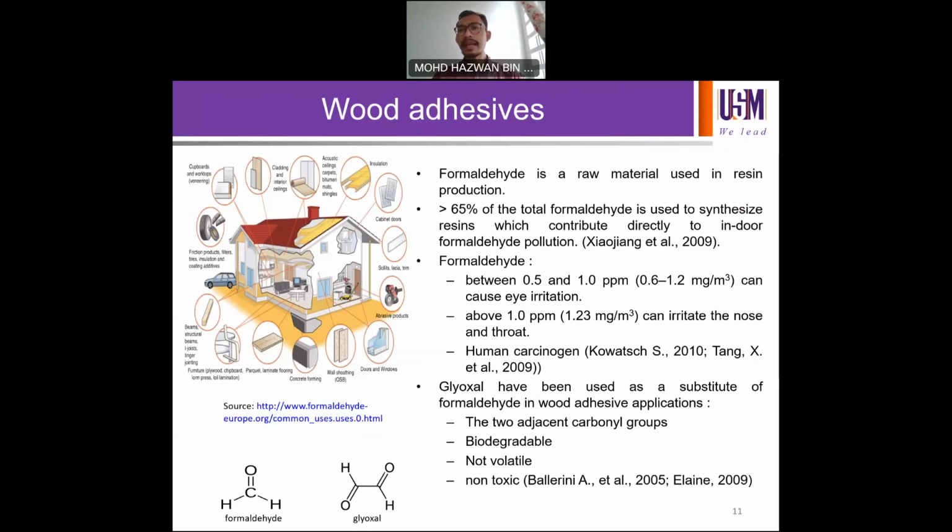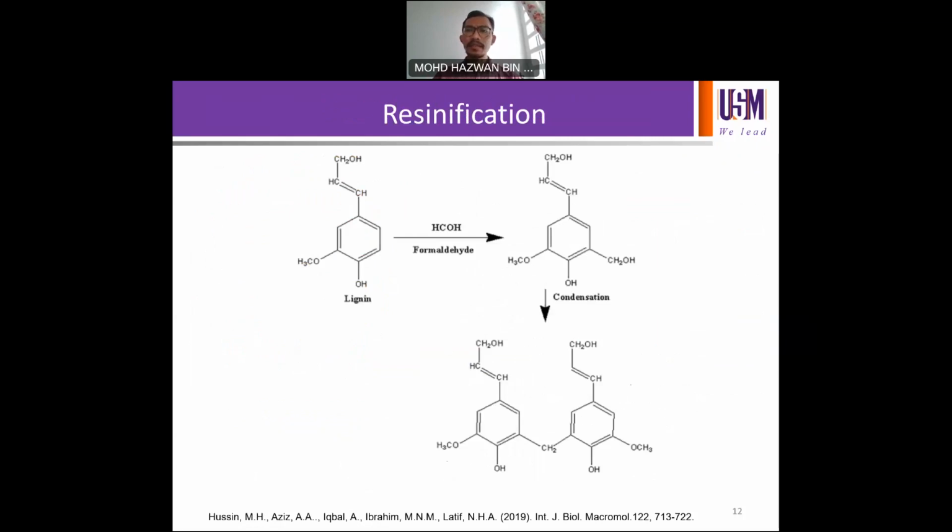So another alternative that we pursued in the current study was to replace formaldehyde with a less toxic aldehyde, which in this case is glyoxal. Glyoxal is a dialdehyde, so it functions the same, producing cross-linking with the phenolic material, but it gives safer properties compared to formaldehyde. In the basic resinification process for lignin-based adhesive, we consider lignin as a substitute for phenol, because phenols all the time come from petroleum-based industries. Sooner or later, there will be a depletion of these chemicals.